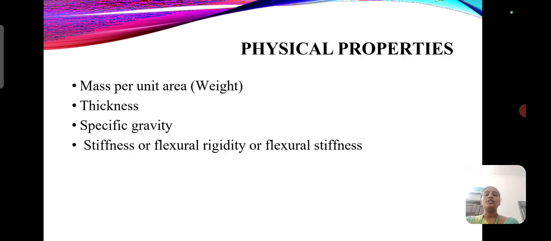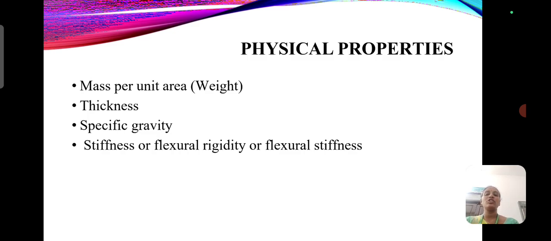First, in physical properties, we have to check the mass per unit area. We have to check the weight of the fiber and also the thickness of the fiber, because, as we have already discussed, geosynthetic fibers are man-made fibers. Most probably we use polypropylene and polyester as geosynthetic fibers. We also use nylon 6,6 and acrylic fiber. For this, we have to check the thickness of the specific fiber, the specific gravity, and the stiffness or flexural rigidity of the fiber.